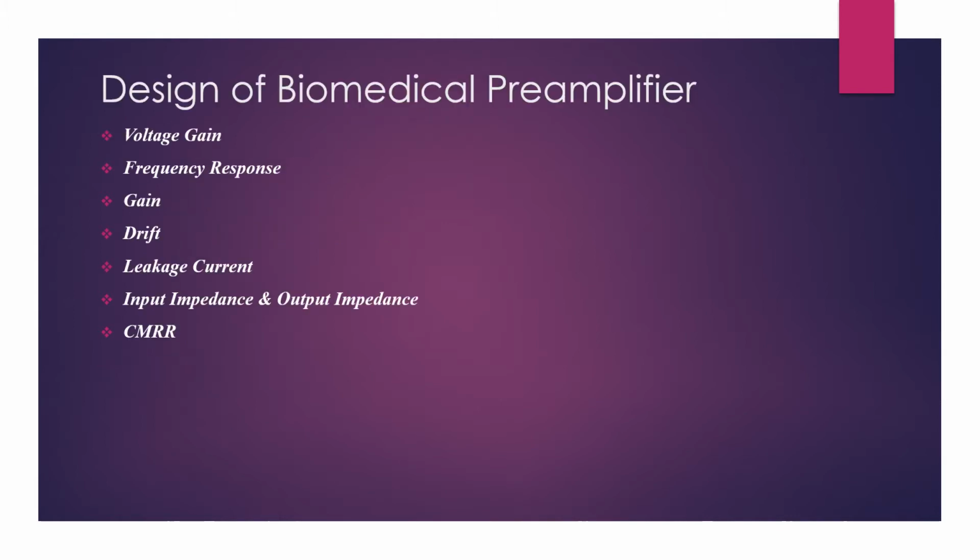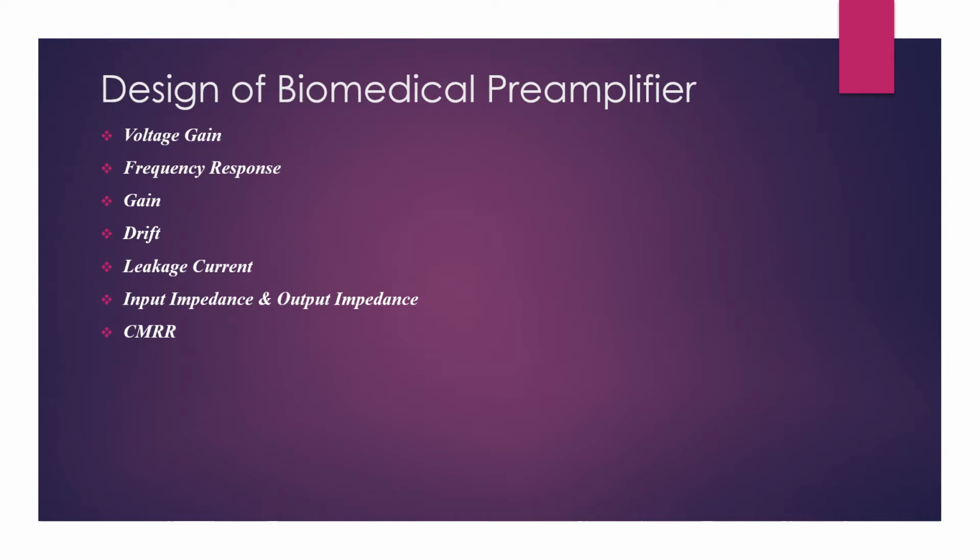Before looking at the types of amplifiers, we need to know how a biomedical amplifier should be designed. It has to satisfy certain conditions. First, the voltage gain of the amplifier should be more than 100 decibel. Hence, it can easily amplify the biosignal properly to drive the recorder. The next condition is the frequency response needs to be as low as possible to get the required frequency of the particular biosignal.